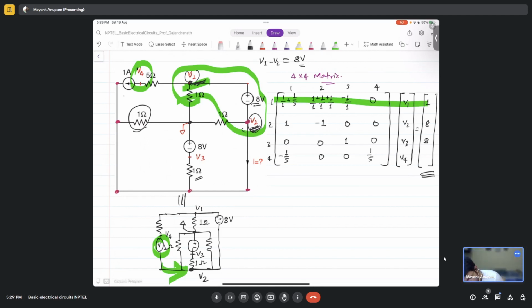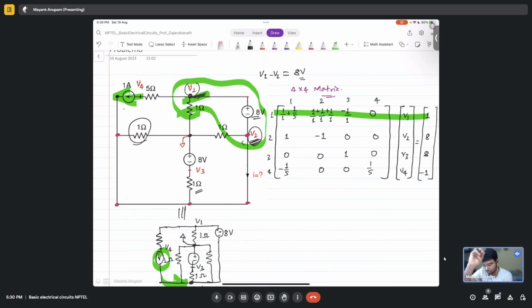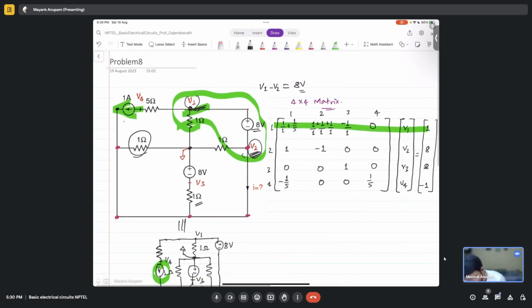And what will be this entry here? It should be the independent current source entering at this node, right? But you see that at node V4, the current is leaving this node, right? So it should be minus 1, minus 1 ampere, right? Yeah. So this concludes the matrix formulation of this particular network. So this is the matrix.